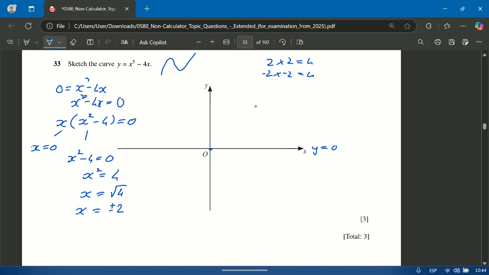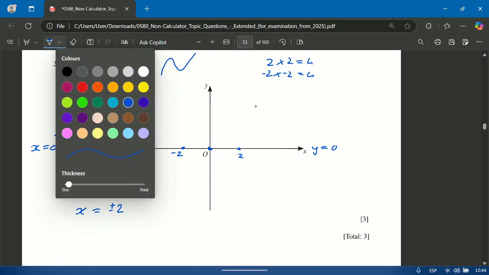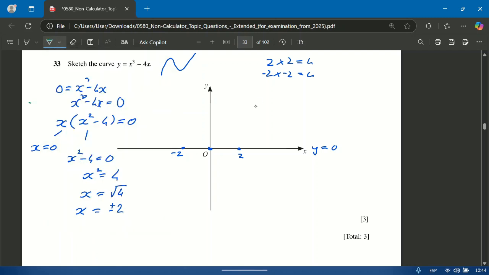We know the graph is going to go through 0. We know it's going to go through minus 2. And we know it's going to go through 2. We know it's going to start from bottom left because it's positive. It's going to come up, have a curve, and go up again.